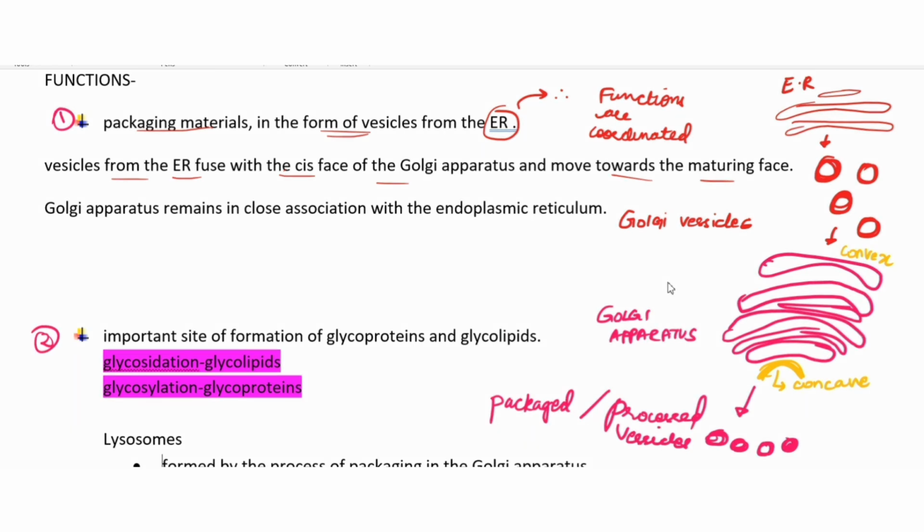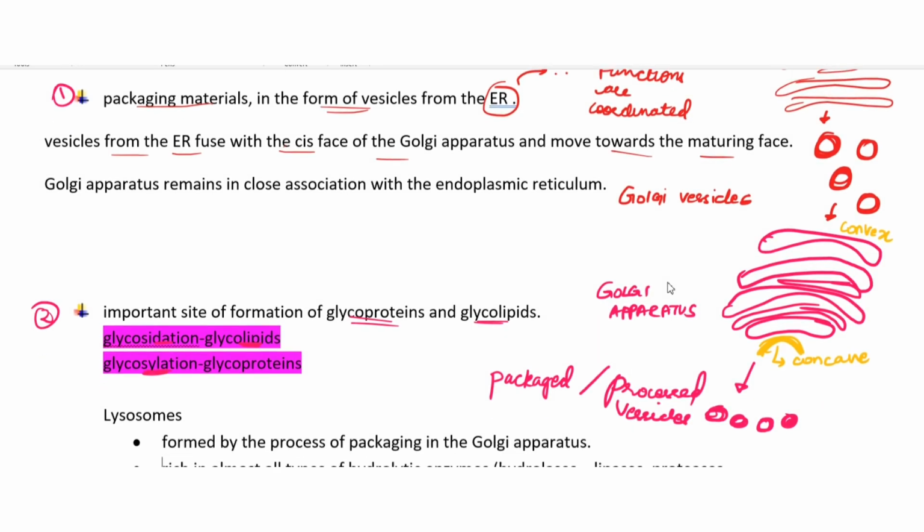The next function of Golgi apparatus is that it is the site for formation of glycoproteins. This process of formation of glycoproteins is glycosylation, and the formation of glycolipids is glycosidation. Sylation, I told you, double L does not come together. So sylation is for proteins and not lipids. Remember that way: glycosidation for glycolipids, glycosylation for glycoproteins.